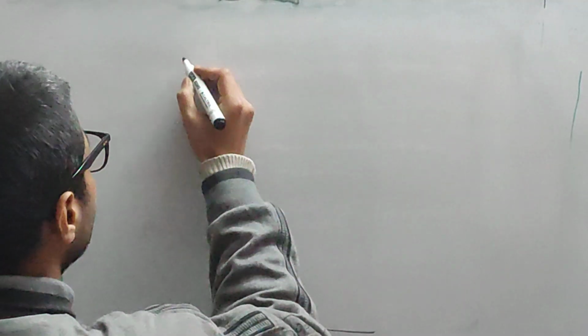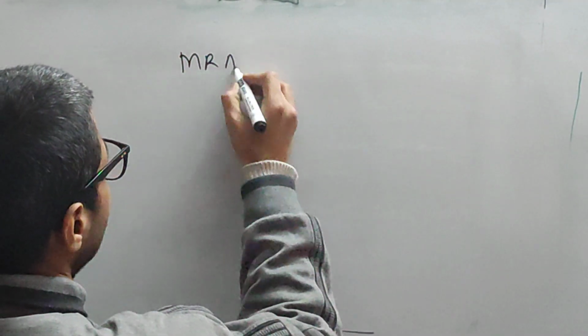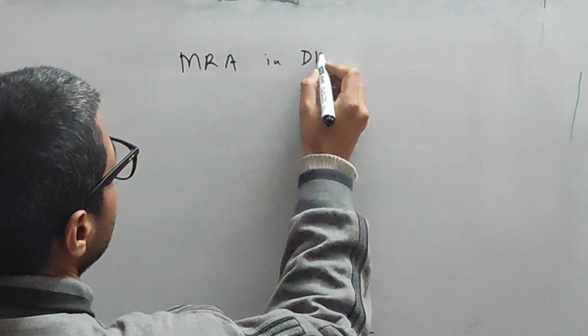Talking on the role of mineralocorticoid antagonist in diabetic kidney disease. When do we need to prescribe a mineralocorticoid antagonist in a patient with diabetic kidney disease? So let me write it here. MRA in diabetic kidney disease.